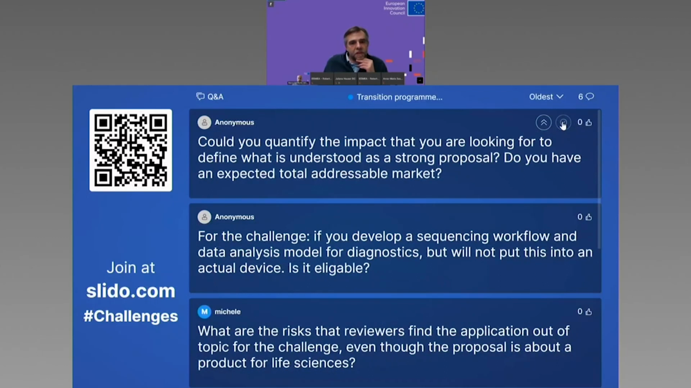Could you quantify the impact that you're looking for to define what is understood as a strong proposal? Do you have an expected total addressable market? The answer is no, we don't have a figure. And it's a very interesting question because sometimes when you think about rare diseases, there's more population that are kind of abandoned by the system. And of course, then the size of the market is not the critical factor. No, we don't have a figure.